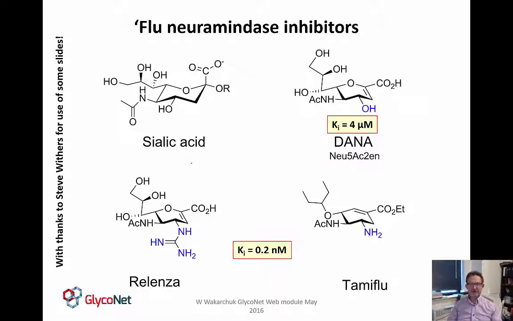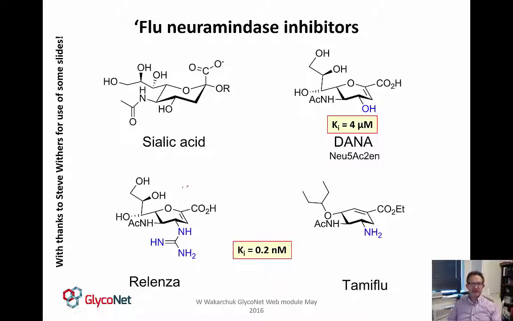Neuraminidase inhibitors have been developed based on this mechanism, and the early development showed that if you could have these more planar ring structures, or the half chair, where we've got unsaturation between carbon 2 and 3, simple deoxy neuraminic acid, we end up with an inhibition constant that is about 4 micromolar. This particular inhibitor, though, is not specific for flu neuraminidase, and it's active against pretty much all neuraminidases.